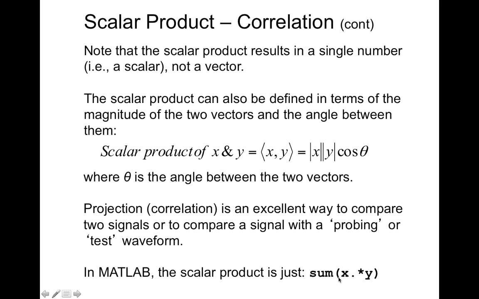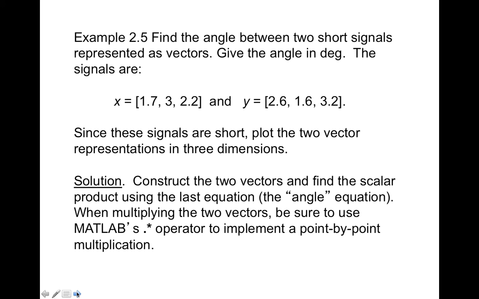So we're basically saying we want to sum x times y. This dot is placed here so that MATLAB understands you want to do the multiplication term by term instead of vector or matrix multiplication. So here's an example where we're asked to find the angle between two short signals that are represented as vectors and to give the angle in degrees. Here are the two signals, and they're very short, so since they are short, we want to plot the two vector representations in 3 dimensions.